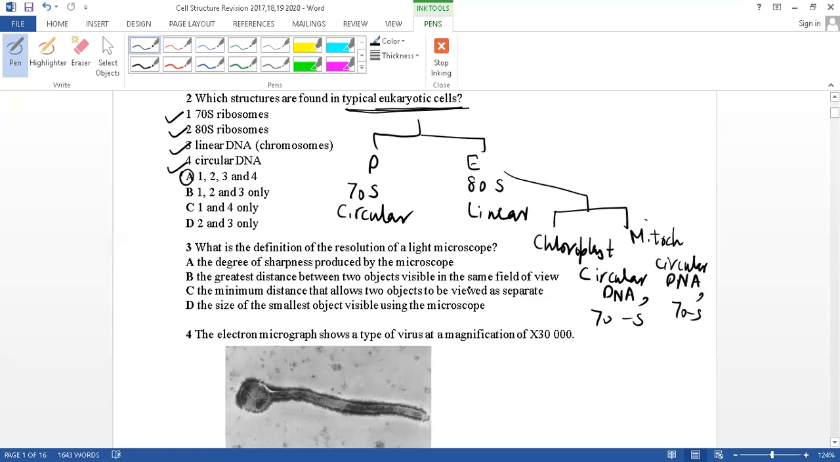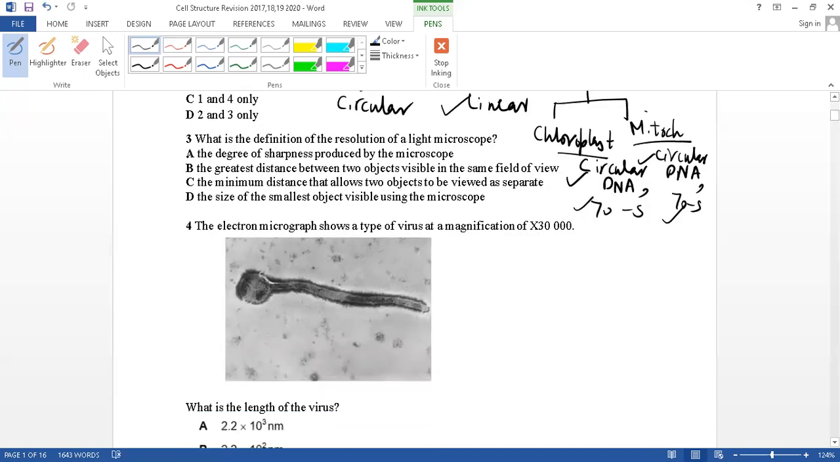So they do have these things. So if we talk about eukaryotes, they have 80S ribosome, and 70S ribosome within their chloroplast and mitochondria, because mitochondria is present in both plant and animal cells. Chloroplast is only in plant cells. In their nucleus they have linear DNA, and in plant or animal cells they have circular DNA as well. So when we talk about eukaryotic cells, all four are present. So A is the correct option. Is this clear to you?